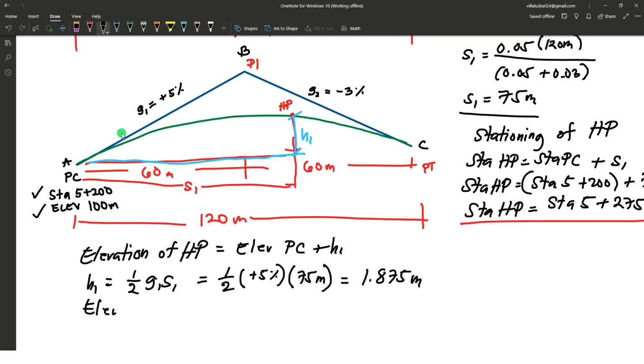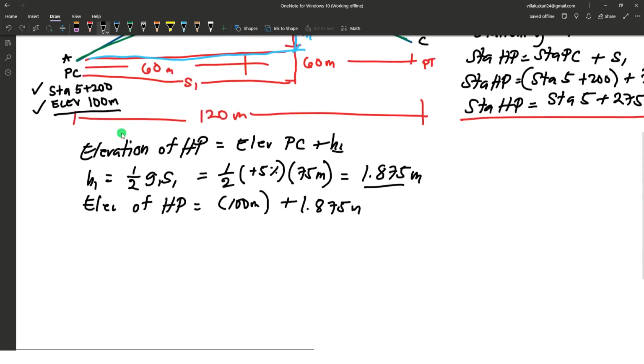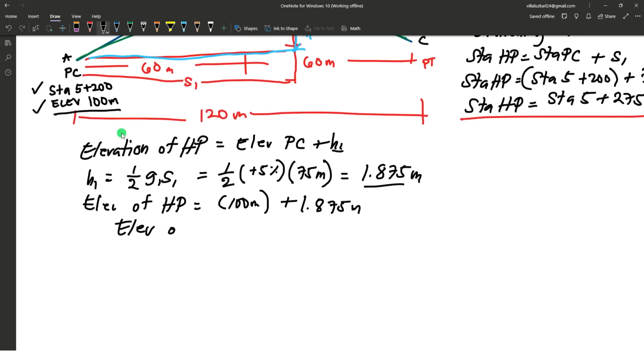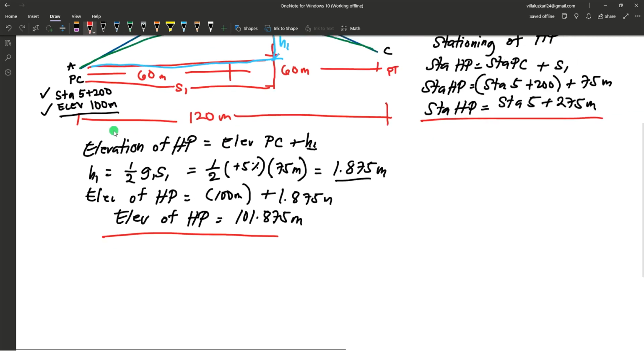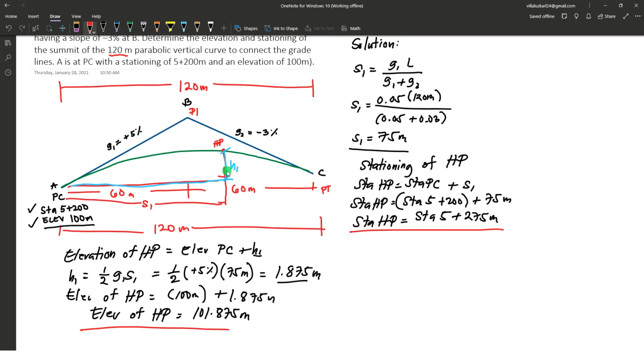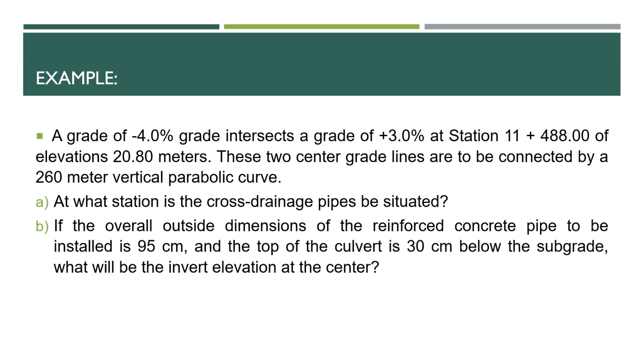So the elevation of the highest point is just the elevation of the PC added by H1. We can now compute the elevation of the highest point by adding the elevation at PC, which is 100 meters, plus H1, which is 1.875 meters. Okay, the elevation of the highest point therefore is 101.875 meters. That's your answer for this problem. Okay, the next problem.